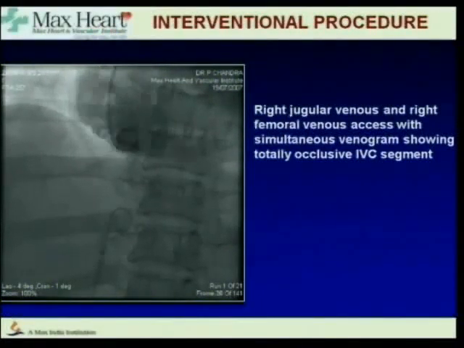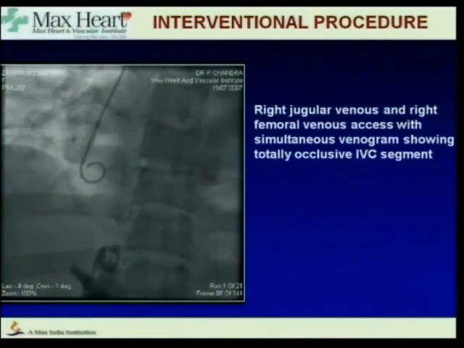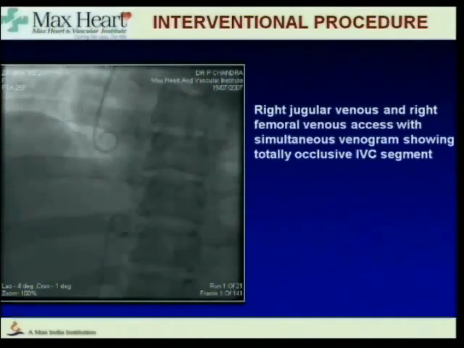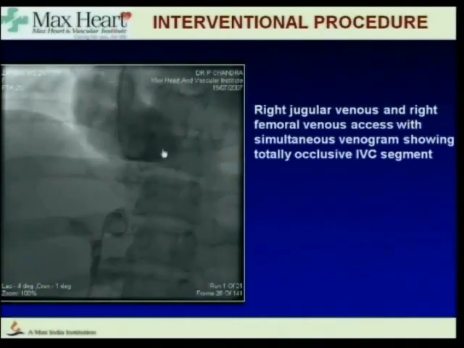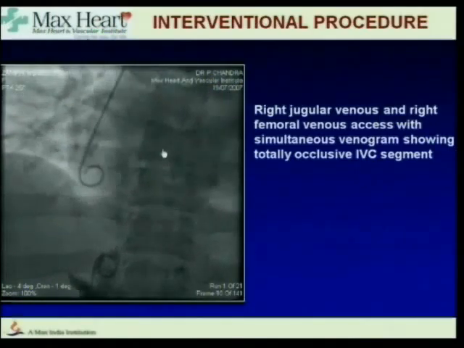So we took her up for an interventional procedure to recanalize the chronic total occlusion of the IVC, as it was felt that she was going into irreversible portal hypertension. We took a right jugular venous and a right femoral simultaneous access and did a venogram, which confirmed that the IVC was totally blocked, a segment of about 3 to 4 centimeters.